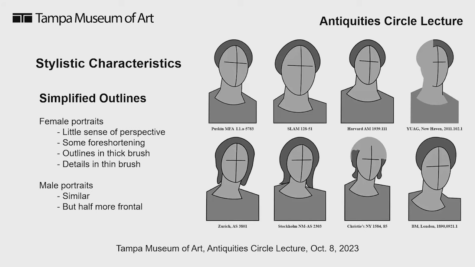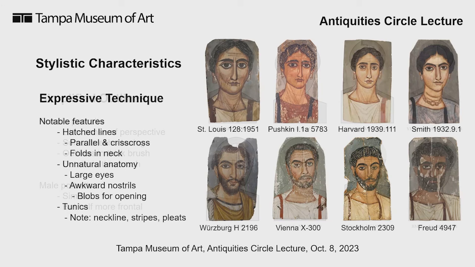The technique is very expressive. Look at all these big eyes. The lines are always hatched. They're both parallel and crisscross hatches. The folds in the neck, are those wrinkles, or are they trying to indicate that the person's head is turned? The anatomy is unnatural. The eyes are usually much larger than normal. There's also something that Paul Thompson identified as being an idiosyncrasy for this painter, that the nostril openings are painted with a blob, and the nostrils were not painted very accurately.